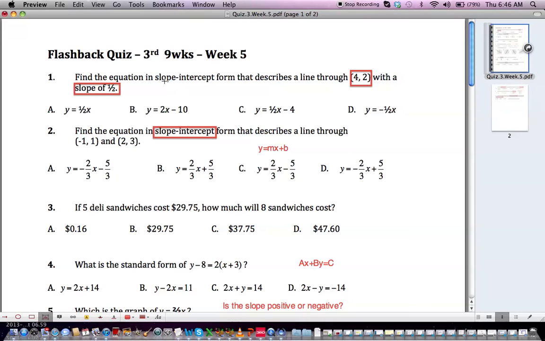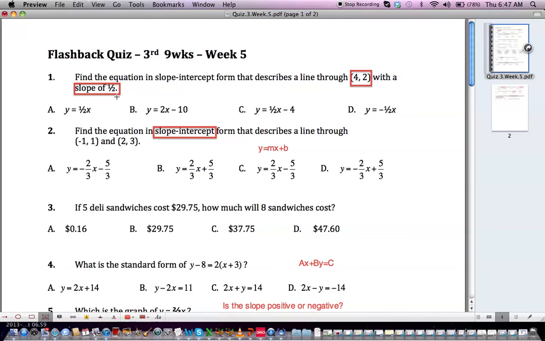The equation in slope-intercept form that describes a line through (4, 2) with a slope of 1/2. All right. Here's a key: the slope is 1/2, and it passes through (4, 2). So, a couple ways you can do this. You use process of elimination. Make sure that all answer choices have a slope of 1/2.